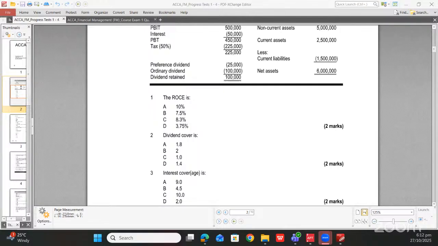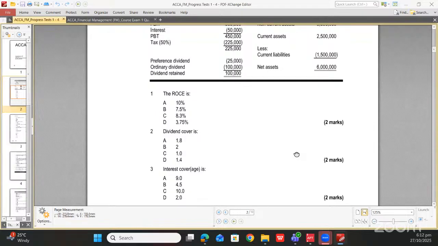So question 1, as we said, the answer was C. And for question 2, the answer was B. Return on capital employed is the profit before interest and tax over the net assets. And dividend cover is the profit after preference dividend alone over the ordinary dividend. So 225 minus 25 gives you 200 over 100, giving you 2 times.